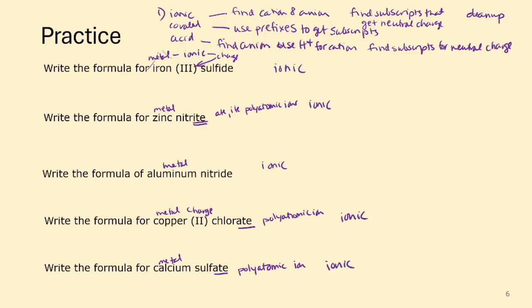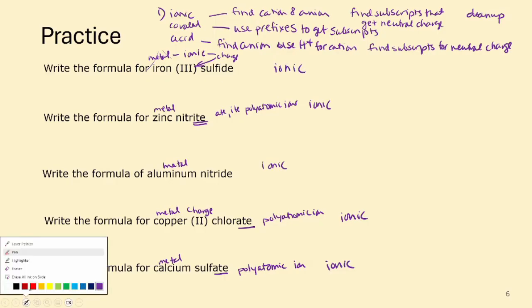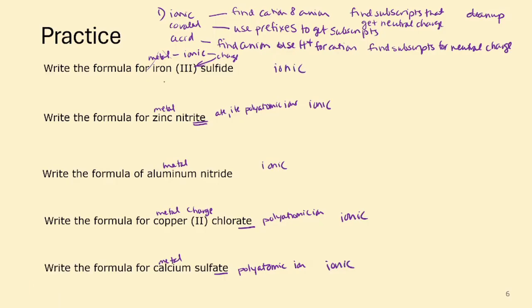So at this point now, we can practice doing the rest. I'm going to change pens. Let's go with a red. Okay, the first thing is I want to separate the 2 words. What is my cation? What is my anion? So this is my cation. This is my anion.